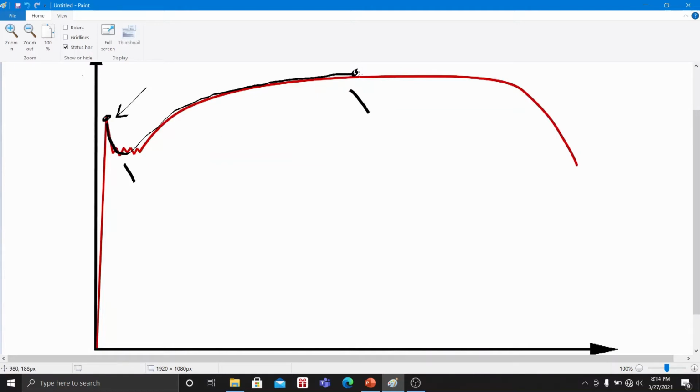At dito naman sa ultimate strength, bago sa fracture point, mangyayari yung necking na tinatawag. At sa fracture point naman, dito na mapuputol yung test piece natin.